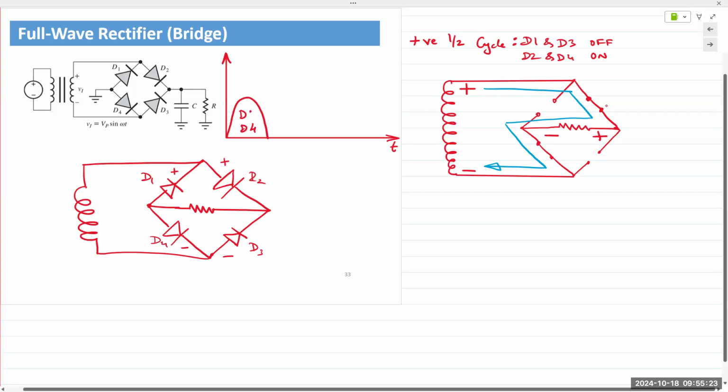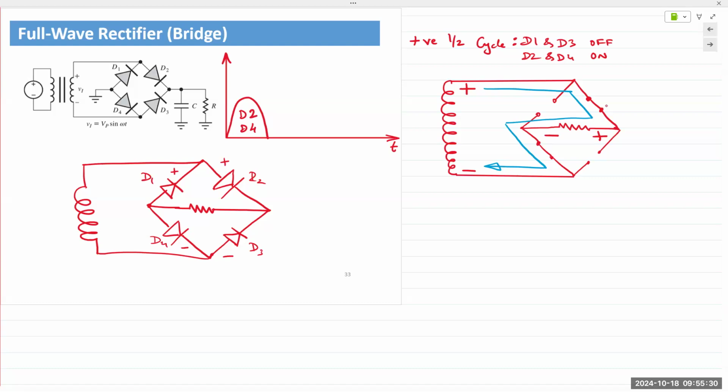Does that make sense to everyone? Let me know if you have any questions. Again, D2 and D4 are on because the anodes are held at a higher potential than the cathodes. Ideal diode model. Again, no voltage drop required. Any questions?